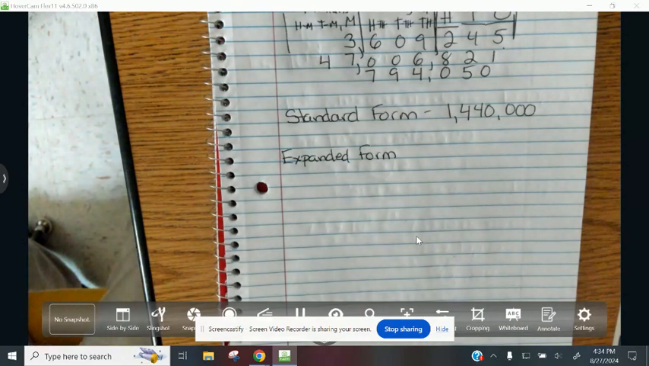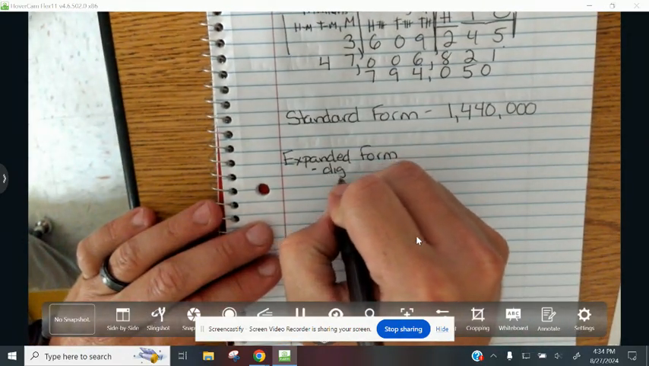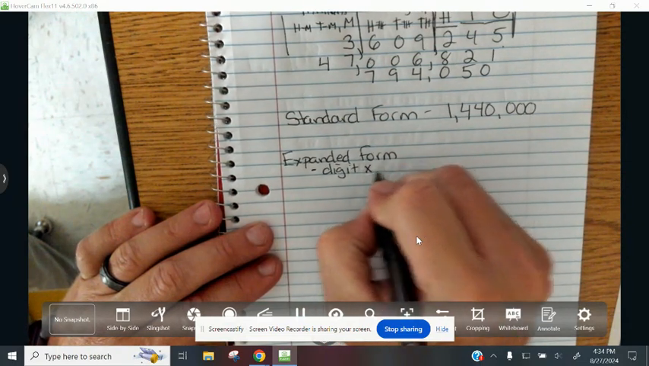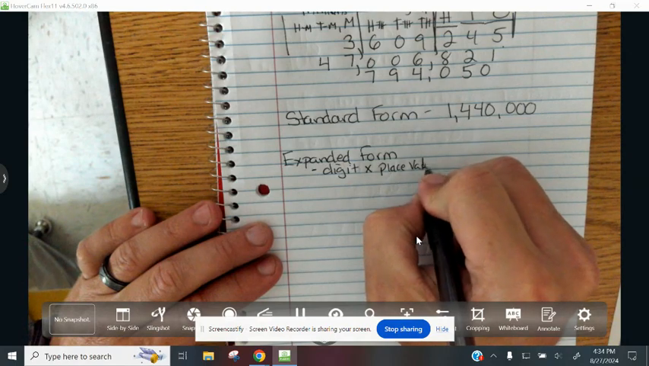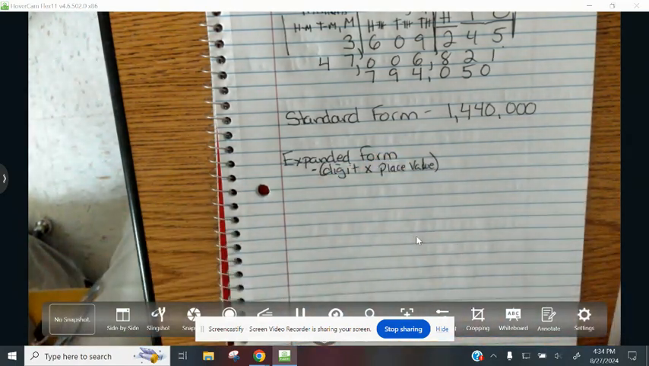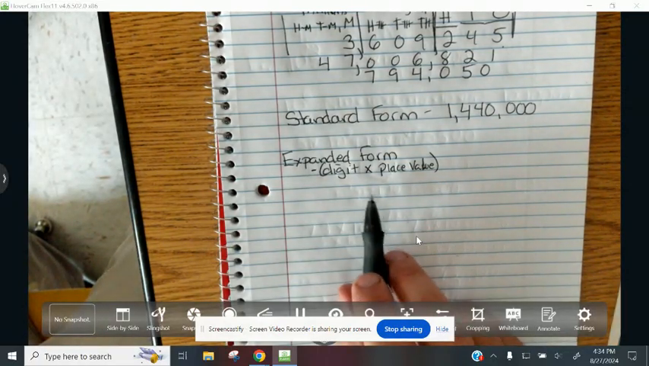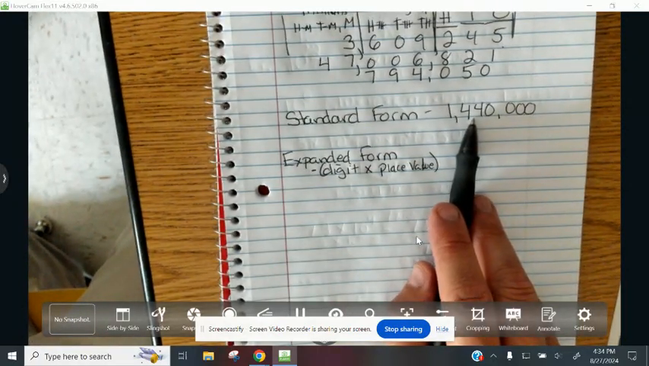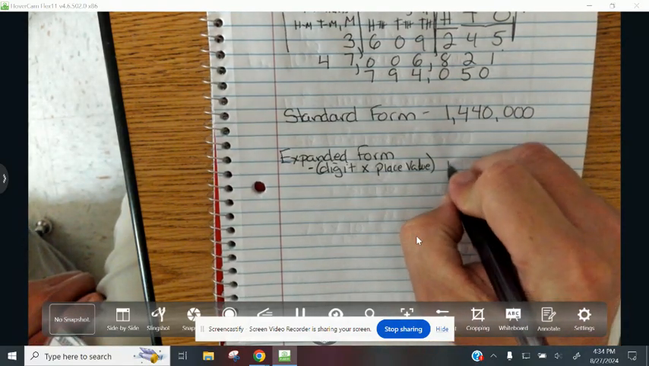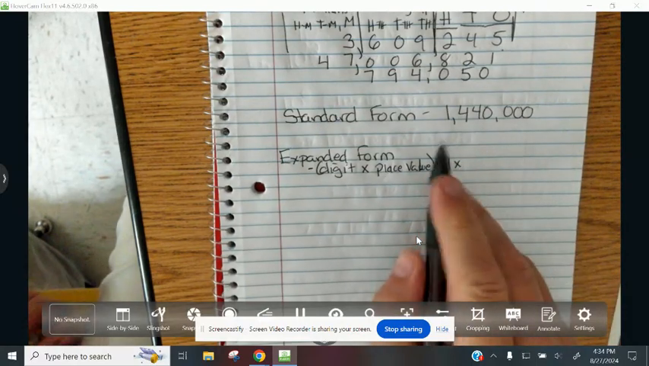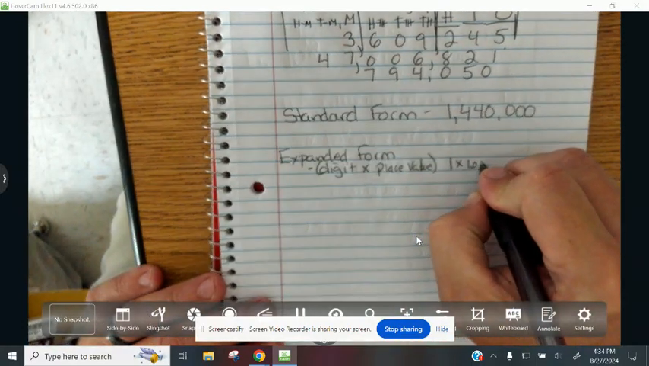In expanded form, this is how it works: digit times place value. That's a trick to remember how to do it. Digit times place value, okay? We're going to use this same number. Look at the first digit. What's the digit? It's a 1 times what place value is it in? It's in the millions, so I'm going to write 1 million.